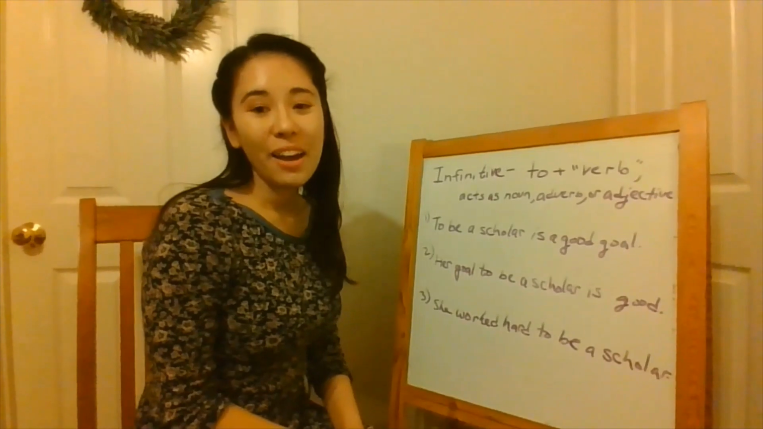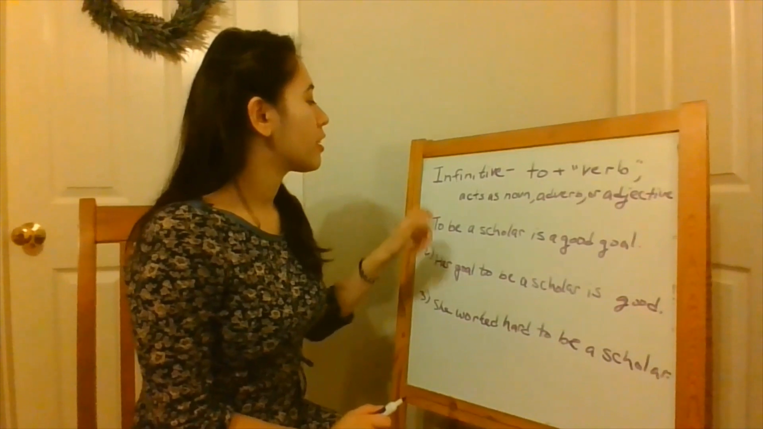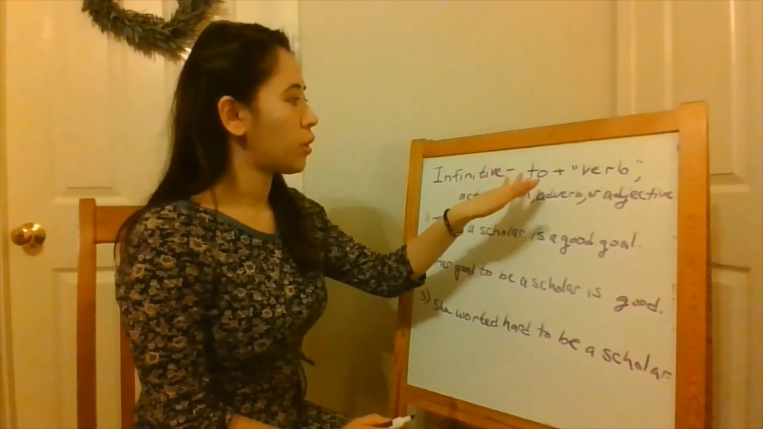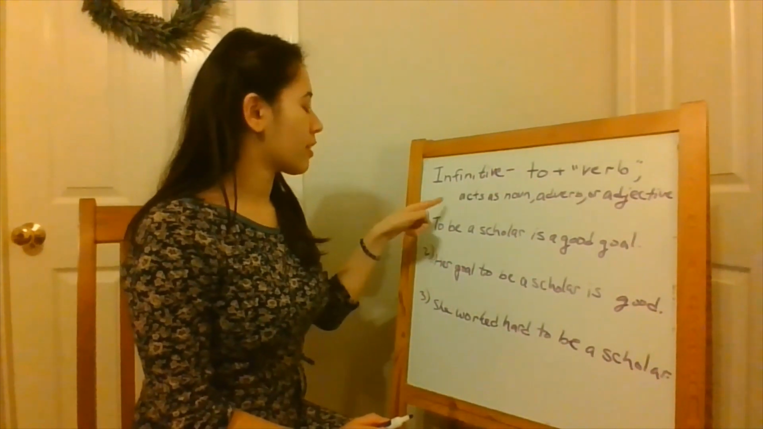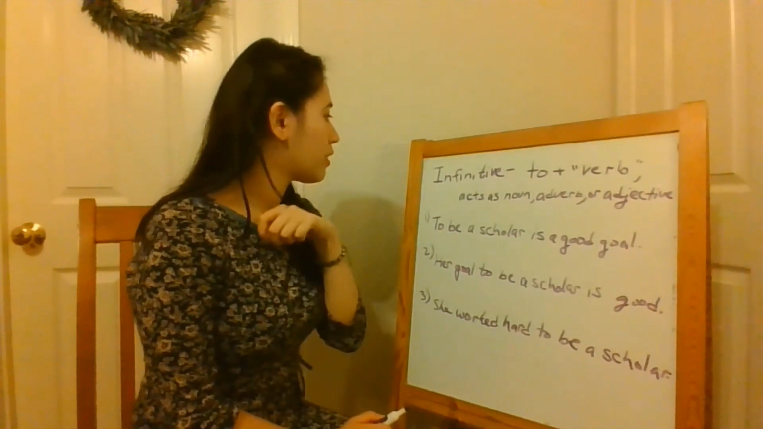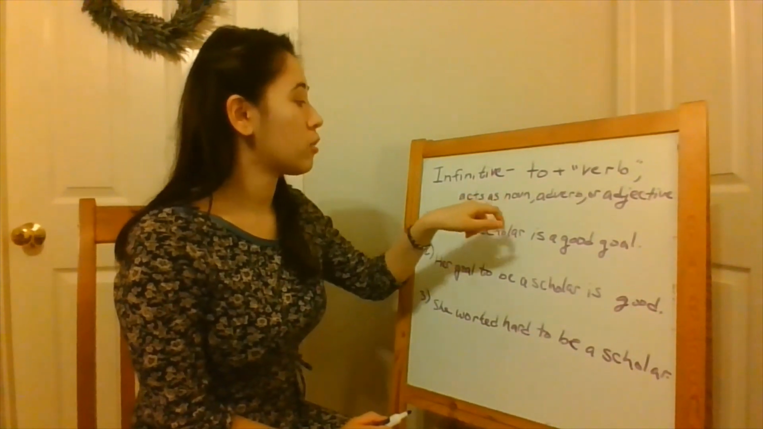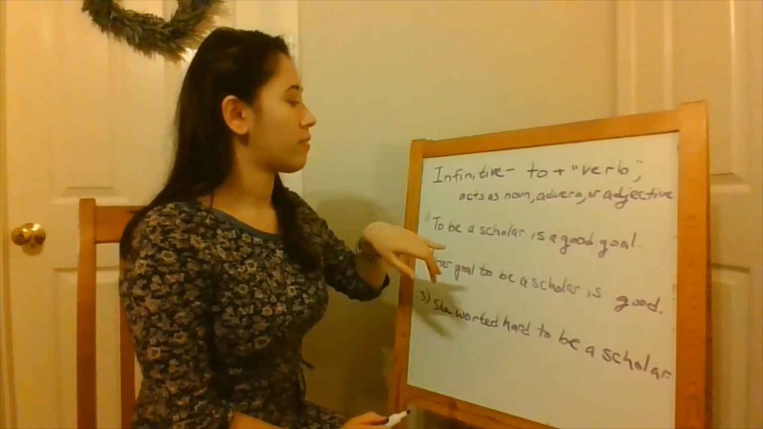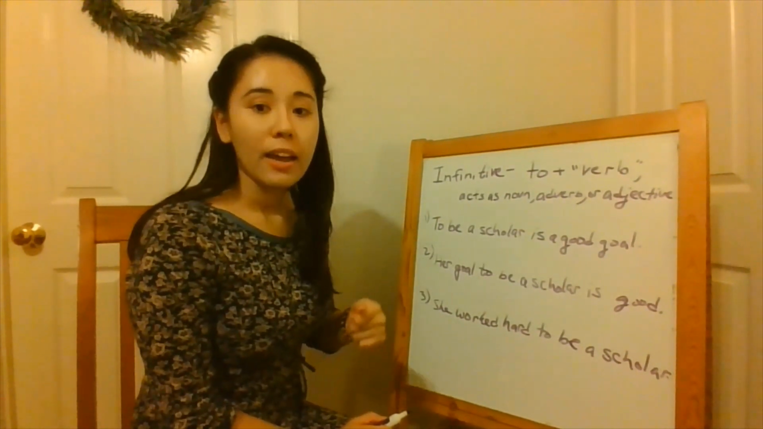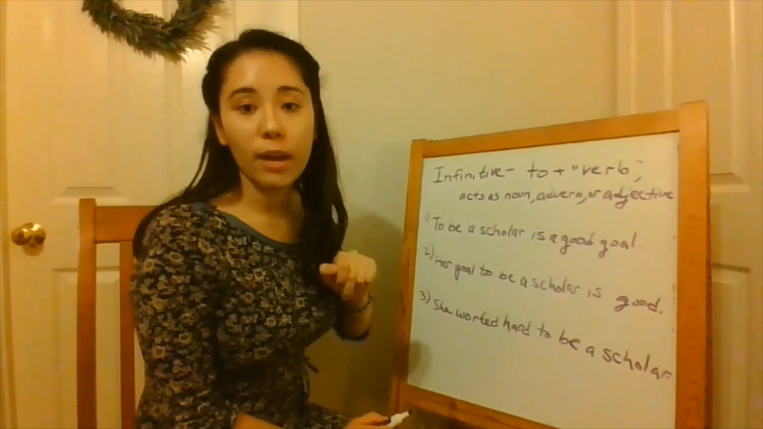Now, finally, for our last kind of verbal phrase, we have an infinitive. So an infinitive has the word to plus another verb, so to blank. And an infinitive can act as a noun, adverb, or adjective, which means they can do many more things than a participle or a gerund can. Remember, an adverb describes a verb, adjective, or another adverb. Adjectives describe nouns and pronouns.